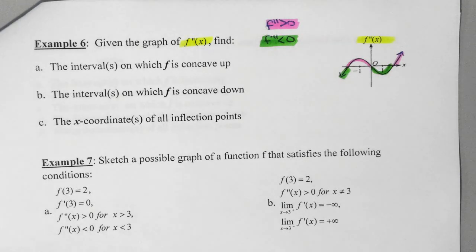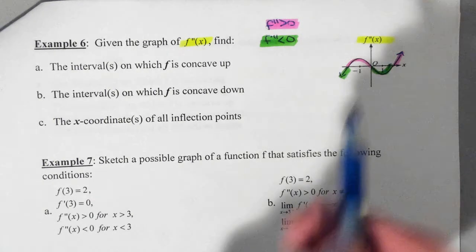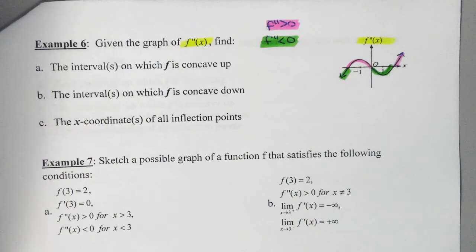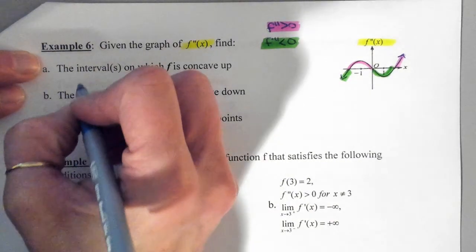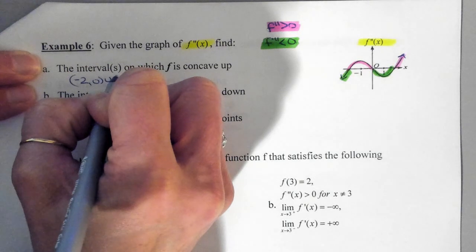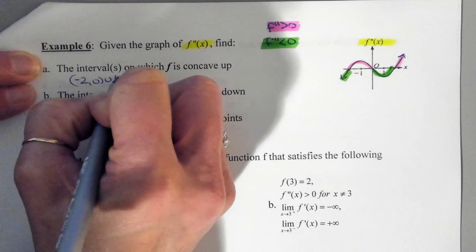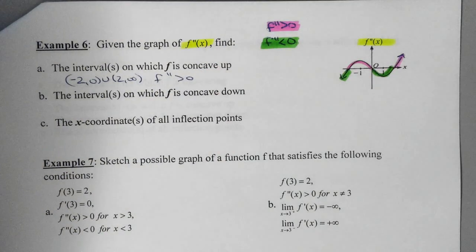Okay, so here, concave up, intervals, or interval, it depends. From where to where? These are all worth 1 unit. Negative 2 to 0. Yes, okay. Negative 2 to 0. And where, I'm sorry? 2 to infinity. 2 to infinity, and this is because f double prime is greater than 0.